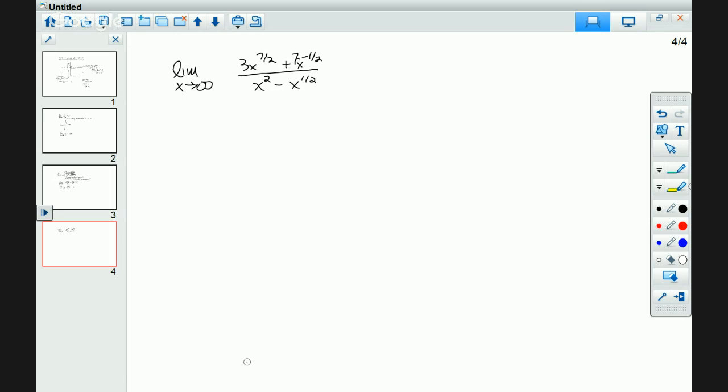So we have 3x to the 7/2 plus 7x to the negative 1/2, x squared minus x to the 1/2. And I made that really ugly just so you can see the point here.